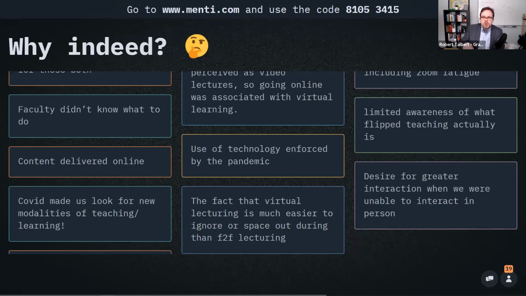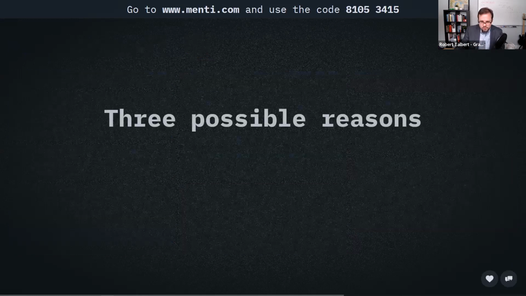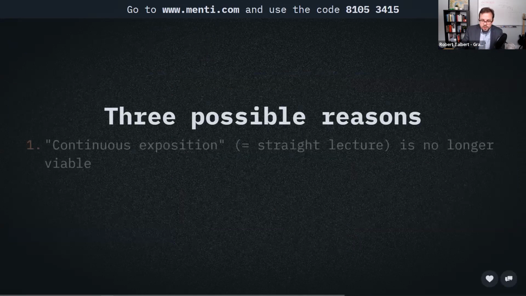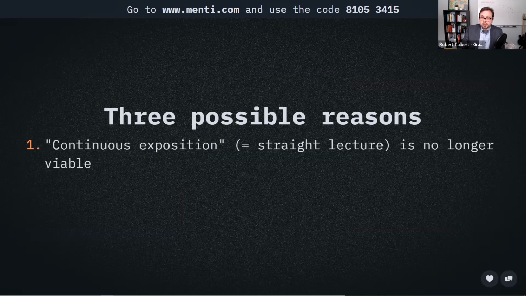But as I asked that question to other people, I found out 3 things myself, and maybe you'll see some familiar faces in these. So 3 possible reasons for this. One thing that I think is true is that continuous exposition, which is a polite way of saying straight lecture, like teaching a class with only lecture, the shift to online instruction revealed this to be the ineffective method that it truly is.